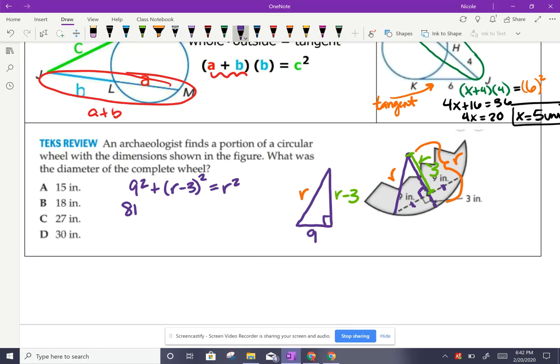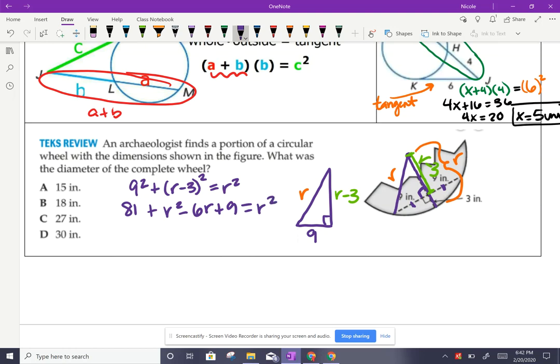9 squared is 81, plus, now remember, this is a big deal. Please remember about this. r minus 3 squared turns into r minus 3 times r minus 3, and you have to FOIL. Please, please, please do not forget that. You need to FOIL there. So when you FOIL that, you get r squared minus 6r plus 9 equals r squared.